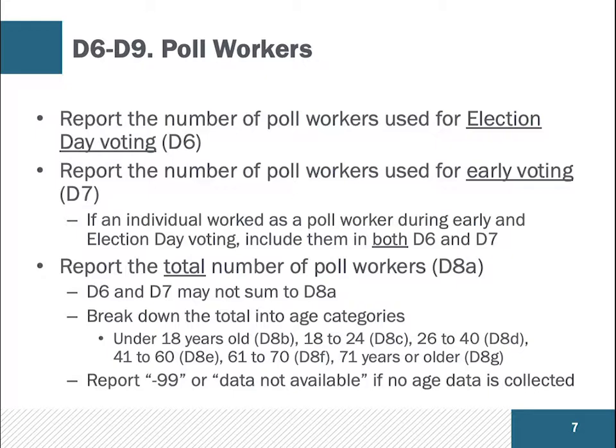Next, question D8 asks about the age of your jurisdiction's poll workers. Some jurisdictions have that information from poll workers' applications or from payroll records. However, if your jurisdiction doesn't collect that data, you can enter -99 in the Excel template or click the Data Not Available checkbox in the online template. Before recording the data on the ages of your poll workers, D8A will ask you to record the total number of poll workers. Please note that the numbers you record in D6 and D7 may not add up to the number you record in D8A, since some poll workers could be counted in both D6 and D7.